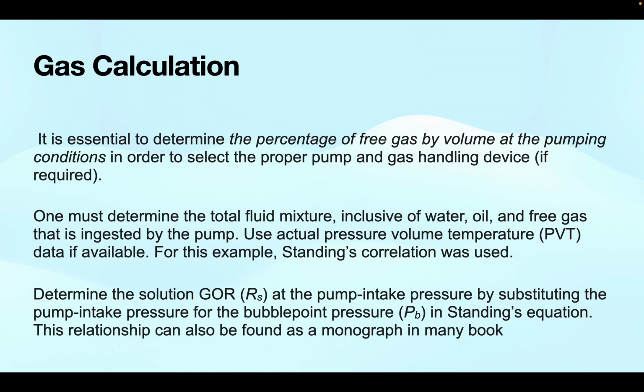One must determine the total fluid mixture, inclusive of water, oil, and free gas, that is ingested by the pump. Use actual pressure, volume, temperature (PVT) data if available. For this example, a standard correlation was used. Determine the solution GOR at the pump intake pressure by substituting the pump intake pressure for the bubble point pressure in the standard equation. This result can also be found as a nomograph in many books.